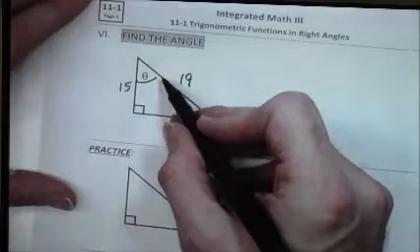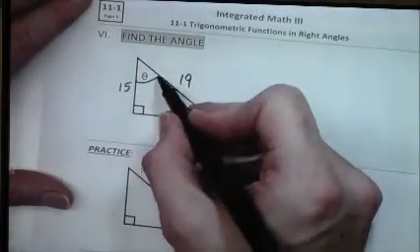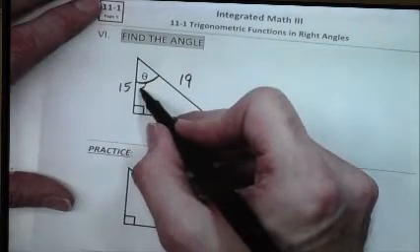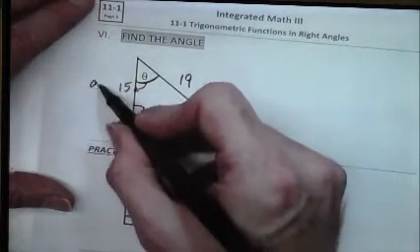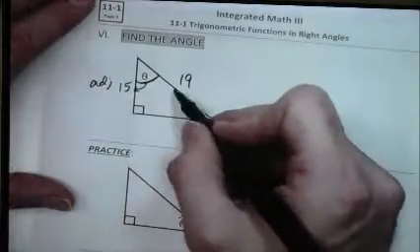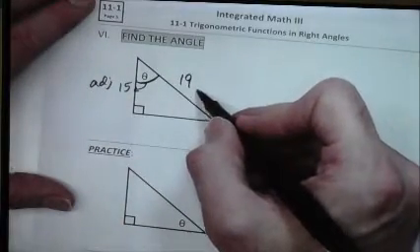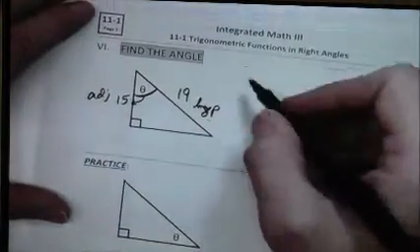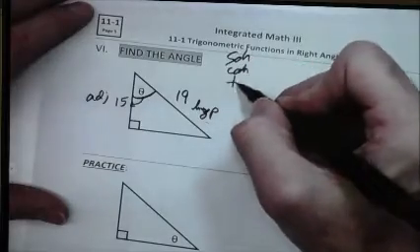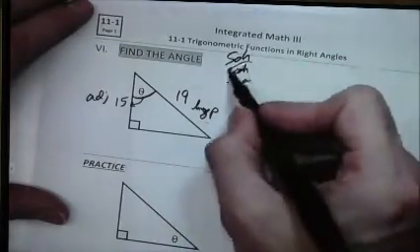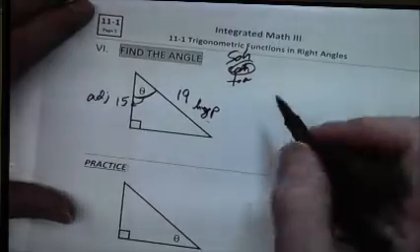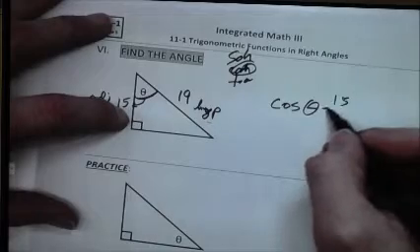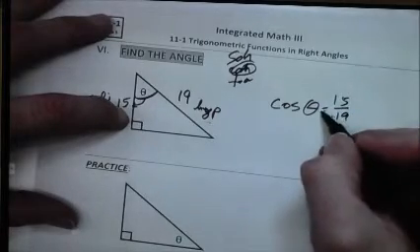So what you want to stop and think about is the information that you have here. Forget what that is, just the fact that for this angle, this number 15 is the adjacent. And this number 19, across from the 90 degrees, is your hypotenuse. So I have the adjacent and I have the hypotenuse. And when you do SOHCAHTOA, the adjacent and the hypotenuse are in the cosine. So I can say that the cosine of this angle is equal to 15 over 19.